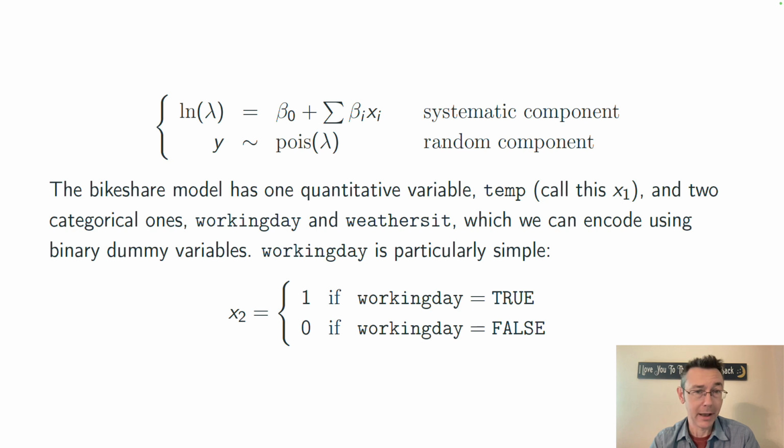Working day is a binary variable. It's either true or false, so it's relatively easy to encode. We're going to take a variable x2, and we're going to let it be 0 if working day is false, and 1 if working day is true. So if you think about this in terms of the effect on this model that I have up here at the top, what's really going to end up happening is we're going to have two models. One for when working day is true, one when working day is not true.